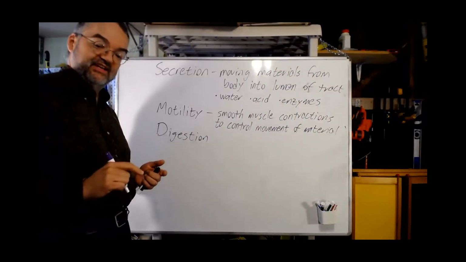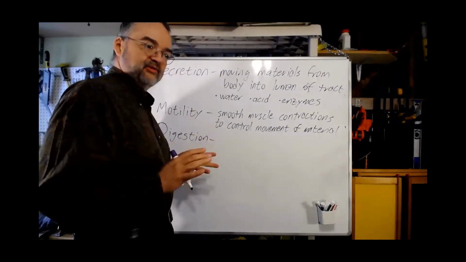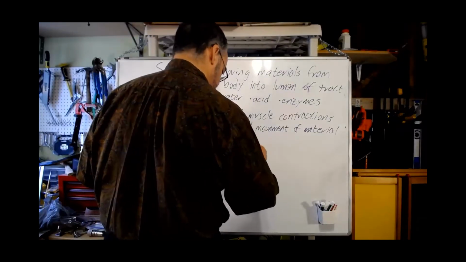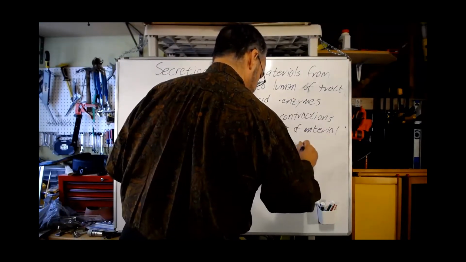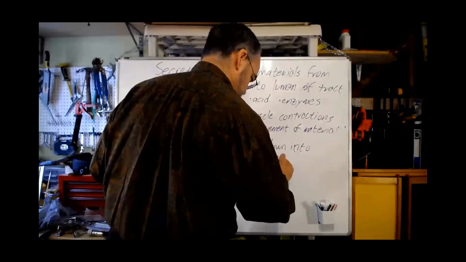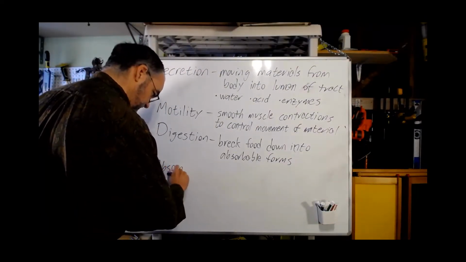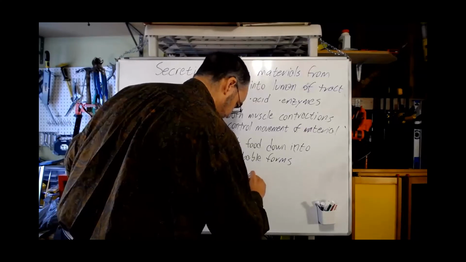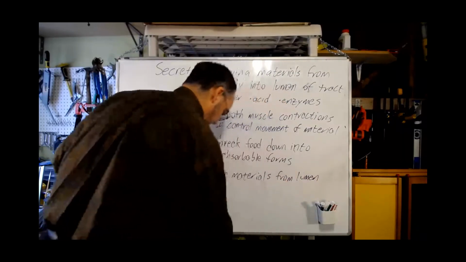The third main function is digestion. Digestion is to break the food materials down into absorbable forms. And then, finally, absorption. To move materials from the lumen into the body.